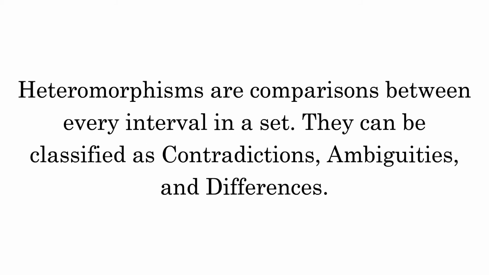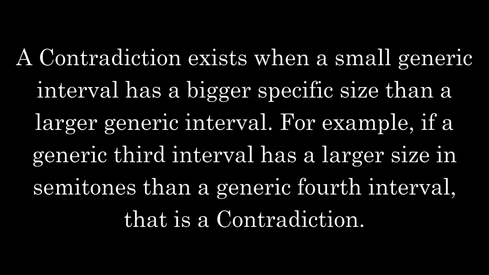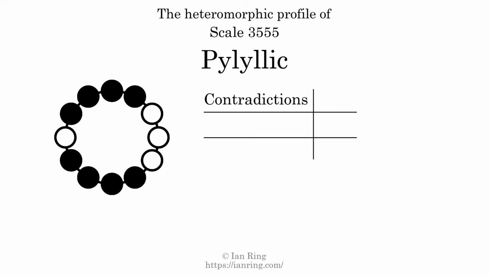Heteromorphisms are comparisons between every interval in a set. They can be classified as contradictions, ambiguities, and differences. A contradiction exists when a small generic interval has a bigger specific size than a larger generic interval. For example, if a generic third interval has a larger size in semitones than a generic fourth interval, that is a contradiction. The number of contradictions in this scale is 60.